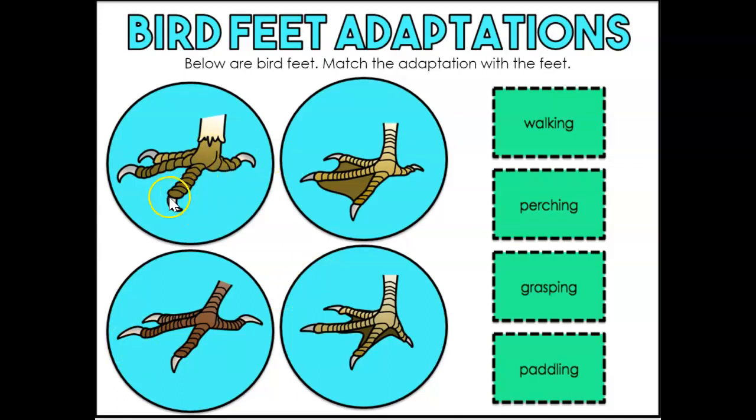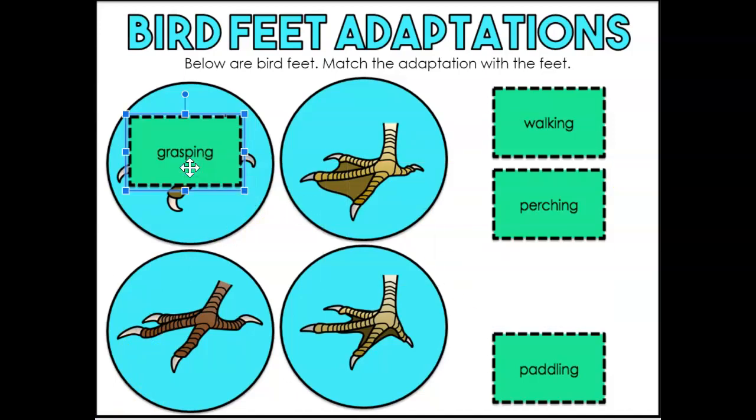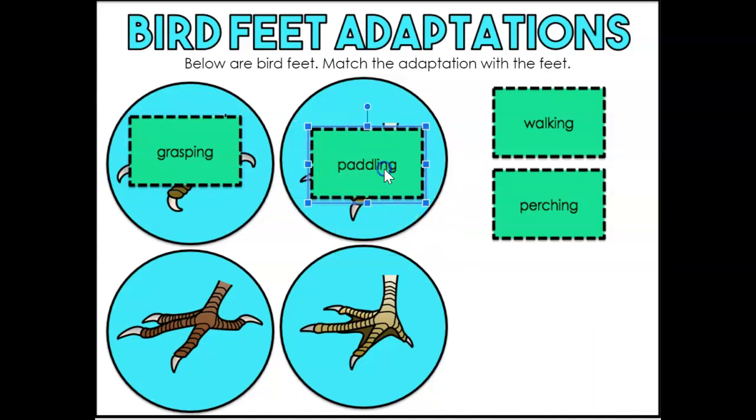So this first one has really long talons and no webs in between its toes. That type of foot is good for grasping things. Grasping. This second one has long webs in between its toes and pretty small talons. Now that is good for paddling. This next one looks similar to the one that's grasping.